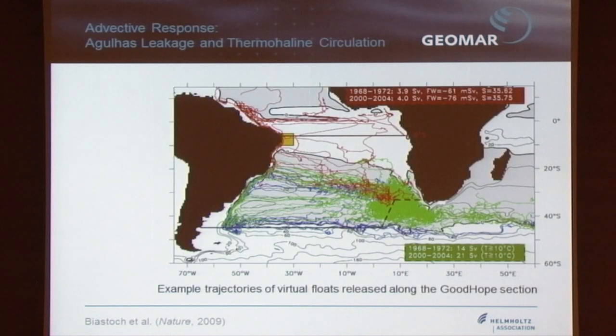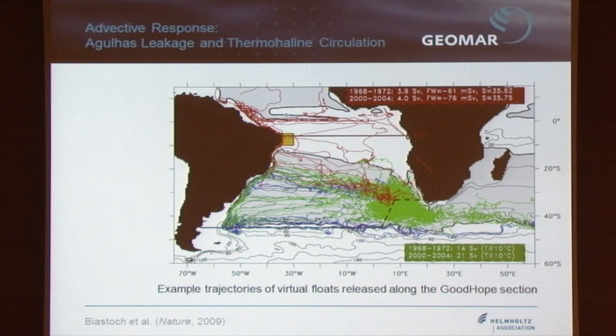What is important, of course, is that an increased Agulhas leakage is not only a measure in terms of the volume transport. It's also a measure in terms of the salt transport. And I've mentioned earlier that salt is more important because the heat is radiated to the atmosphere.